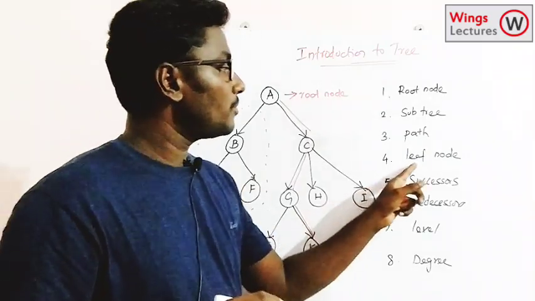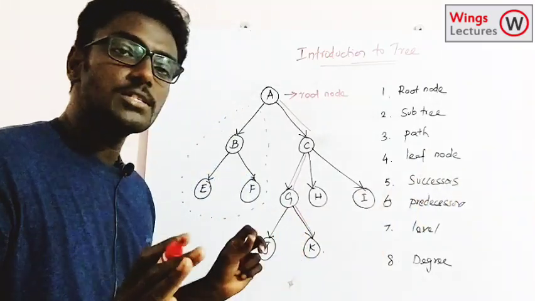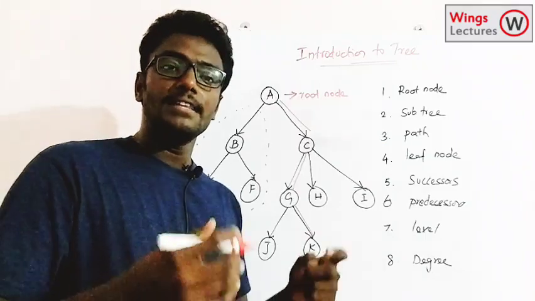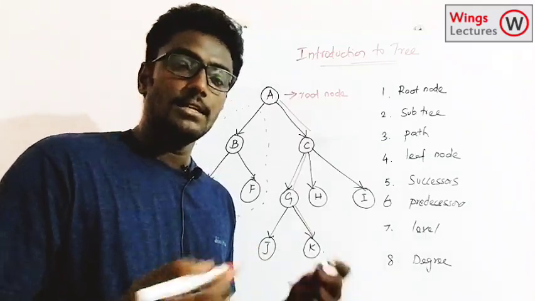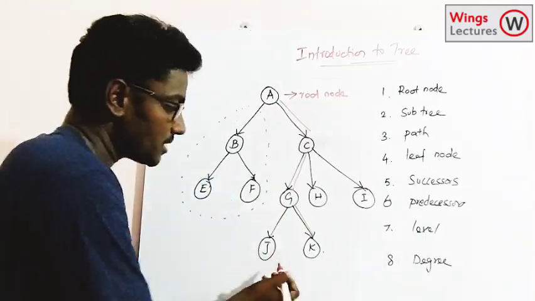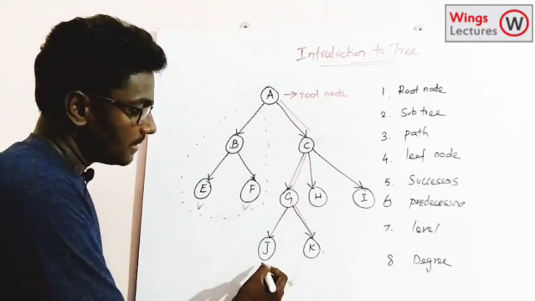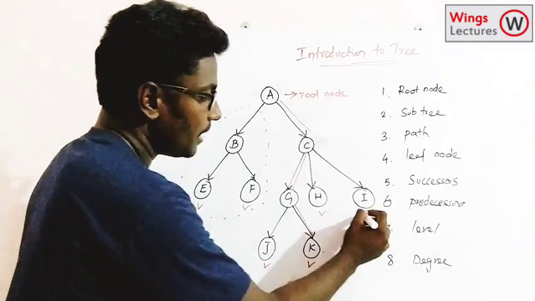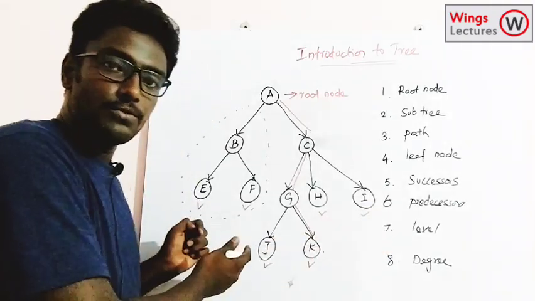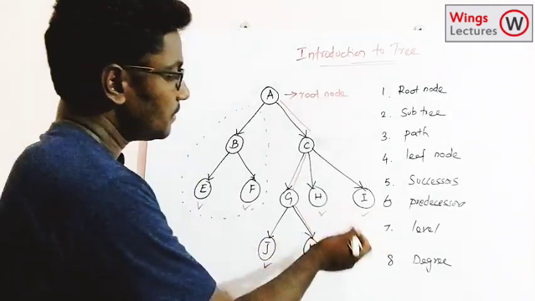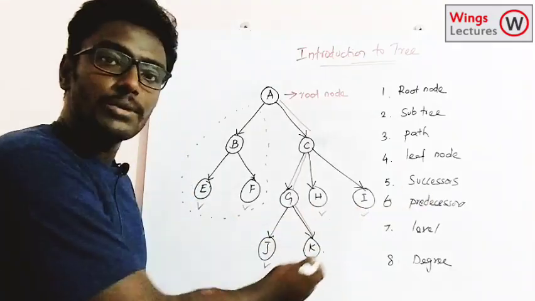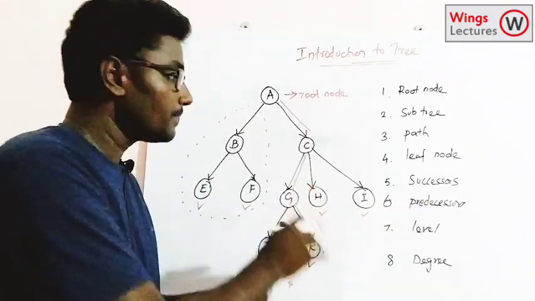And then what about leaf nodes? Leaf nodes are nodes that have no child. For example, E doesn't have any child, F doesn't have any child, like J, K, H, I. So these all are leaf nodes, right? And we can call this one a child node also, right?